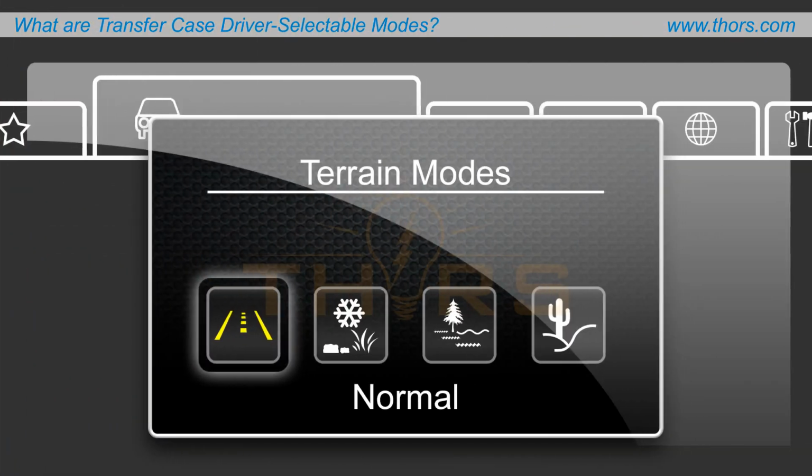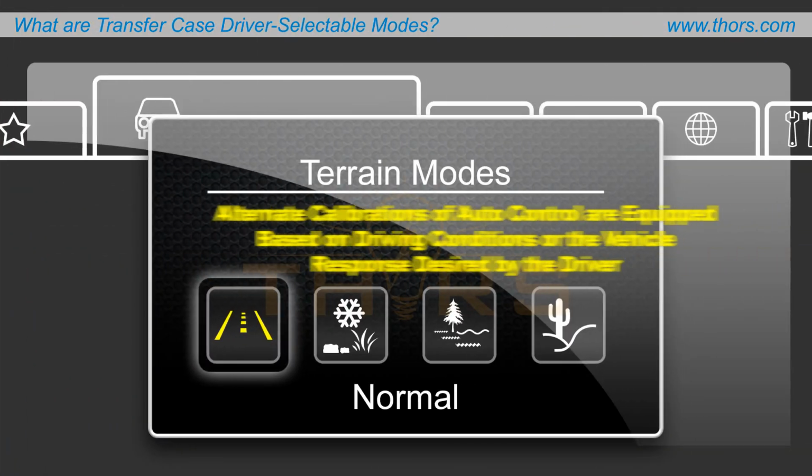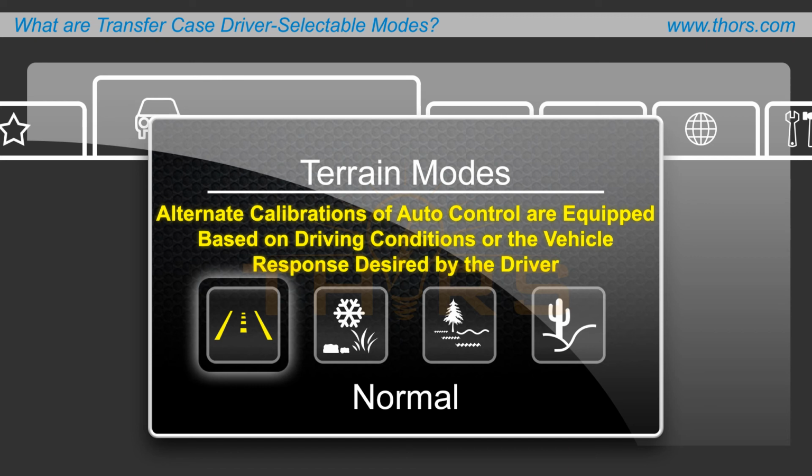And finally, terrain modes are when alternate calibrations of auto control are equipped with a vehicle based on the changing of driving conditions or the vehicle response desired by the driver.